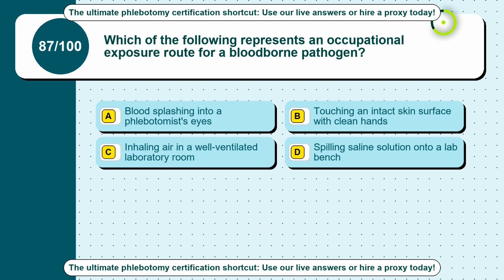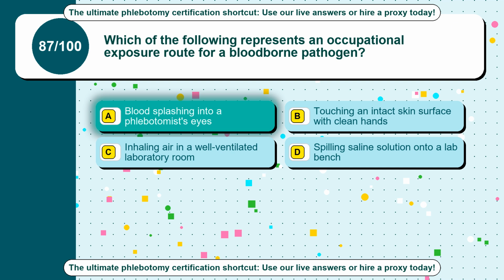Option A, blood splashing into a phlebotomist's eyes. Option B, touching an intact skin surface with clean hands. Option C, inhaling air in a well-ventilated laboratory room. Option D, spilling saline solution onto a lab bench. The correct answer is option A, blood splashing into a phlebotomist's eyes.